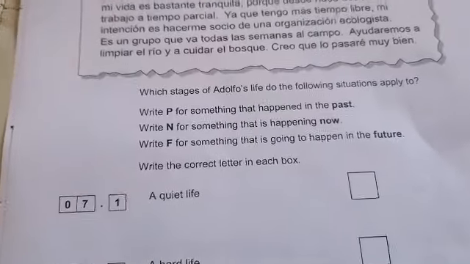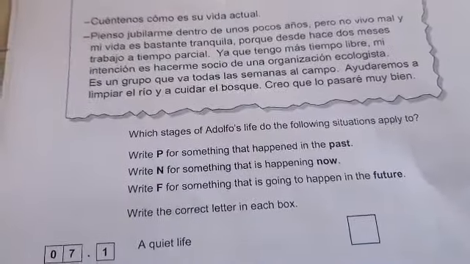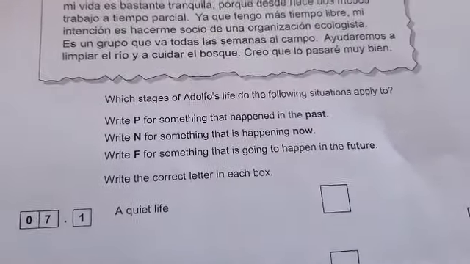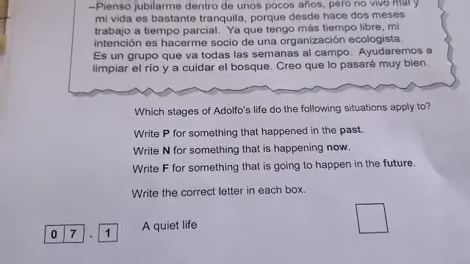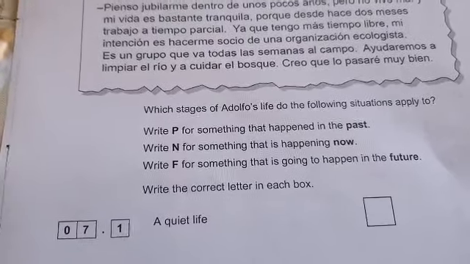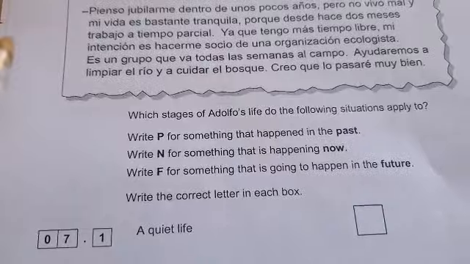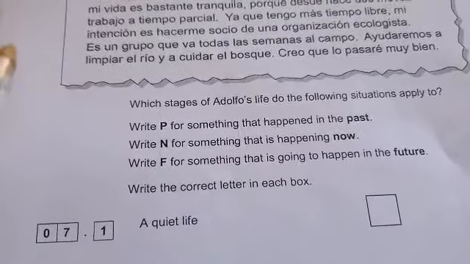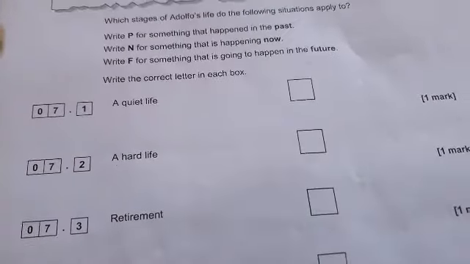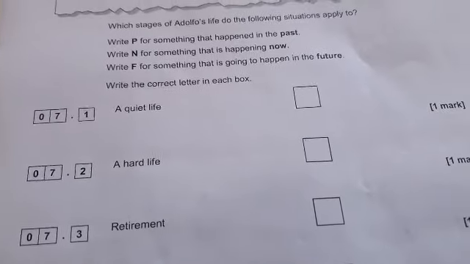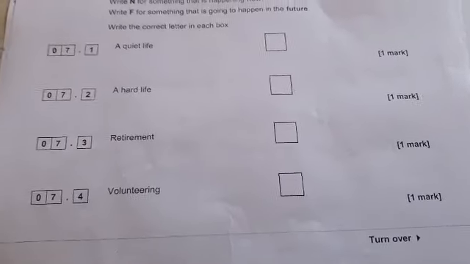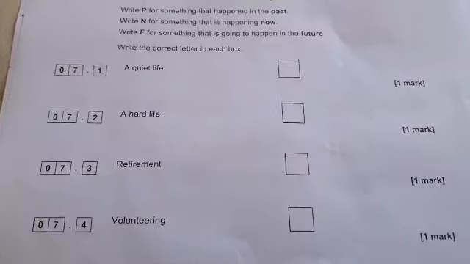So, in this section you'll have to put, what do you have to put here? P for something that's happened in the past, N if it's now, and F for something that's going to happen in the future. So P for the past, N for now, and F for the future. Write the correct letter in each box. So it's asking you, for a quiet life, is it now, the past, or the future? A hard life, the same thing, and retirement, and volunteering. So we're going to have a little look.